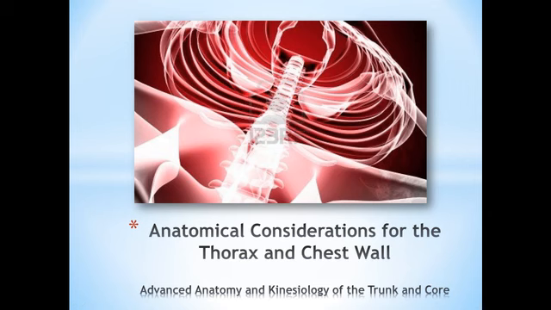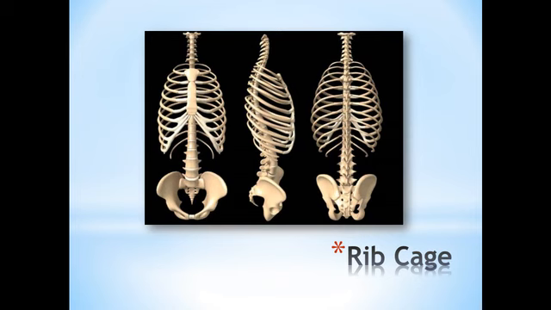Let's take a minute and talk about anatomy and the considerations that we have to take into account when we're looking at the thorax and the chest wall and the integration of the ribs and accessory breathing muscles and primary breathing muscles, and what the influence of those are on structure and function. When I look at the rib cage, it's really just a large closed chain that is very integral in what we need to do for stability and mobility and protection.